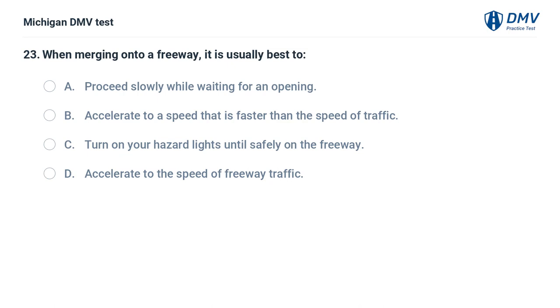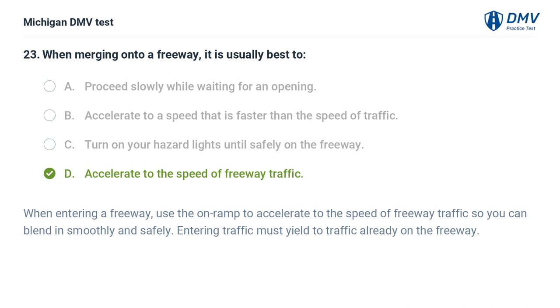When merging onto a freeway, it is usually best to A. proceed slowly while waiting for an opening. B. accelerate to a speed that is faster than the speed of traffic. C. turn on your hazard lights until safely on the freeway. D. accelerate to the speed of freeway traffic.